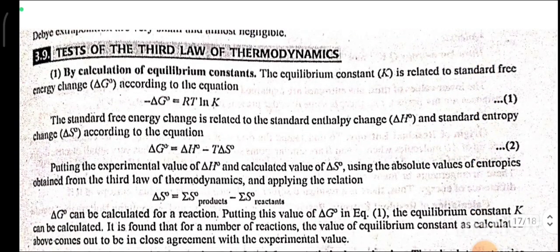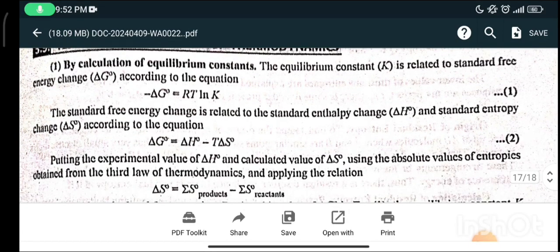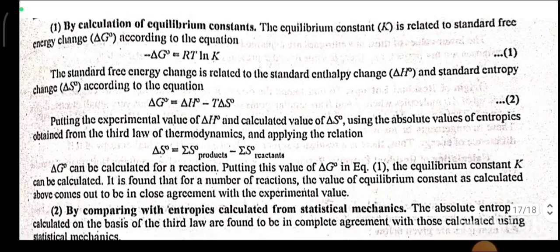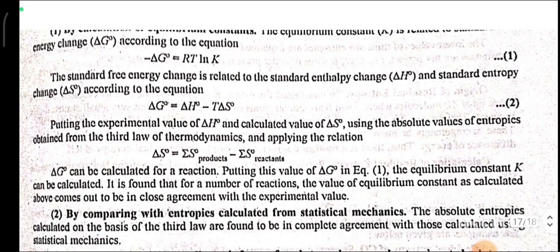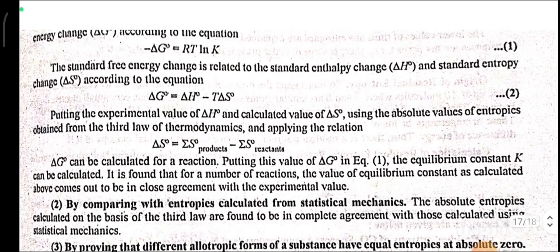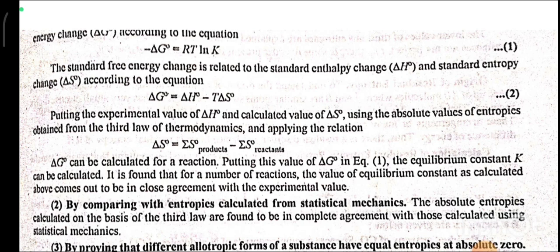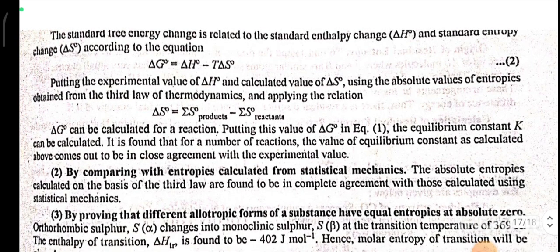Test of the third law of thermodynamics. By calculating the equilibrium constant K, which is related to the standard free energy change delta G naught according to the equation minus delta G naught is equal to RT ln K. The standard free energy change is related to the standard enthalpy change delta H naught and standard entropy change delta S naught according to the equation delta G naught is equal to delta H naught minus T delta S naught.